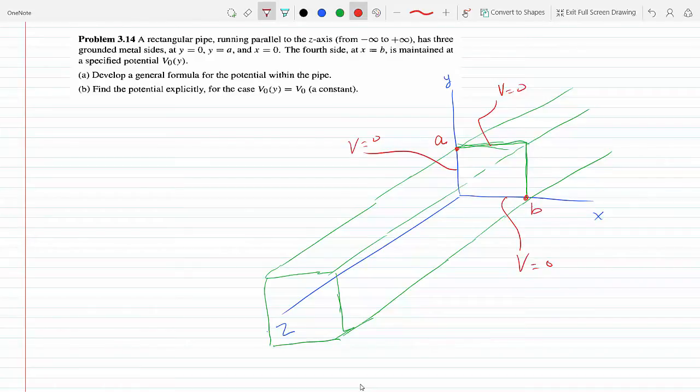The fourth side is maintained at some potential v0 as a function of y, so that means it's changing with y, and we want the potential, the general formula for the potential within the pipe, right?